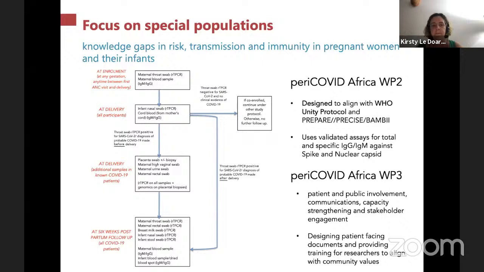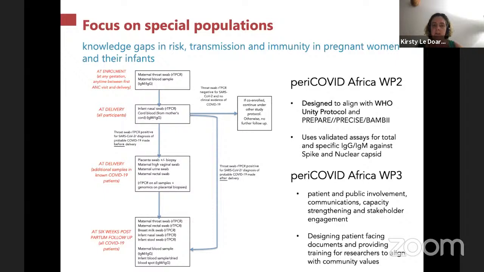However, if the mother is positive, further samples are taken, including placental swabs and biopsies, depending on the site, vaginal swabs, urine, and rectal swabs for PCR. And these samples and some breast milk are also taken at 6 weeks postpartum. And we also take an infant heel prick looking for antibody kinetics.